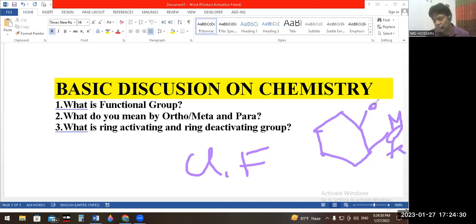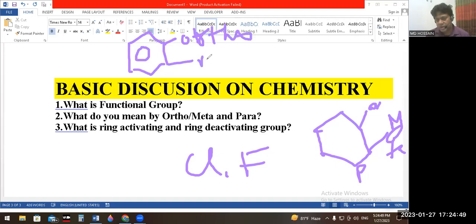This is ortho and this is para. So you can easily memorize it this way. Just have a picture in your mind and save it for further use. This is ortho, this is meta, this is para. These are the benzene ring positions.